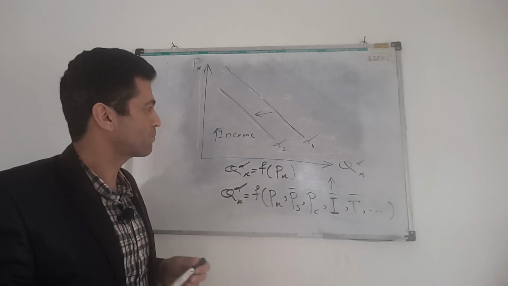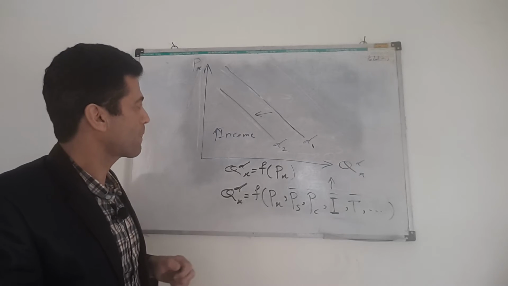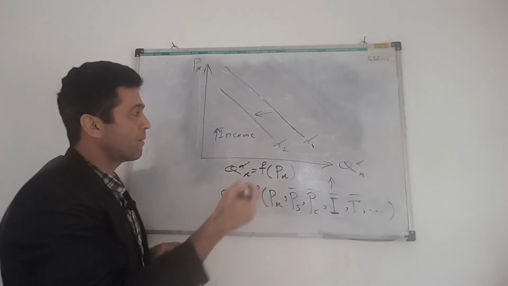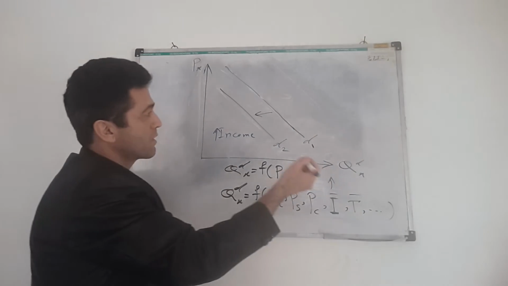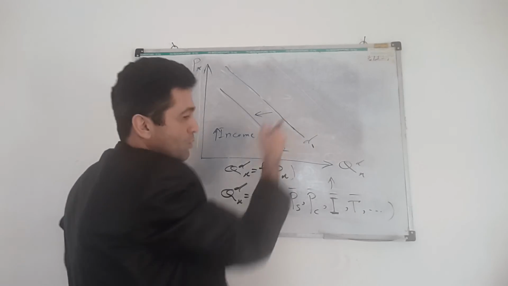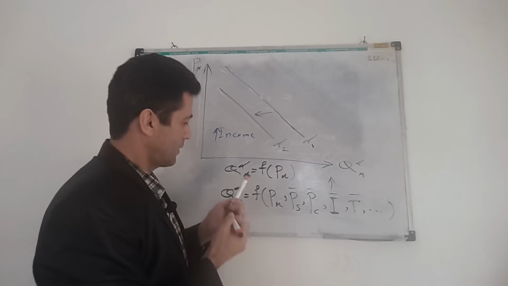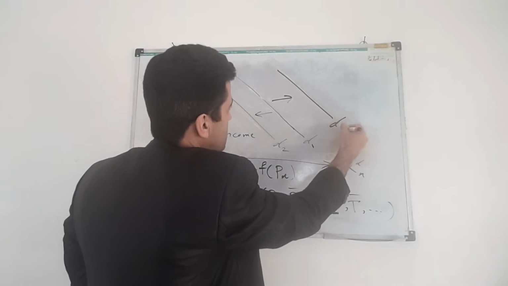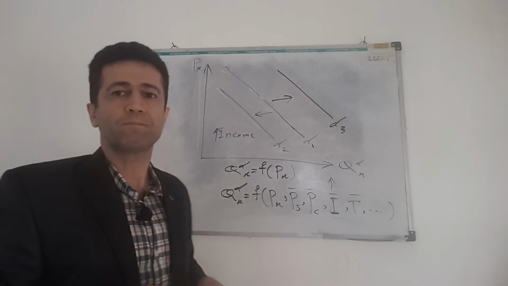Vice versa, when the personal income decreases and the good is an inferior good, the demand curve will shift to the right side from D1 to D3. Okay.